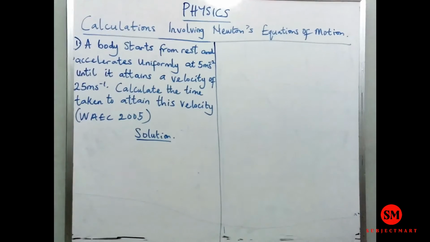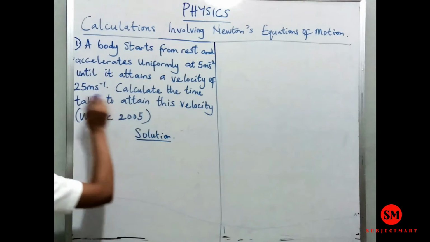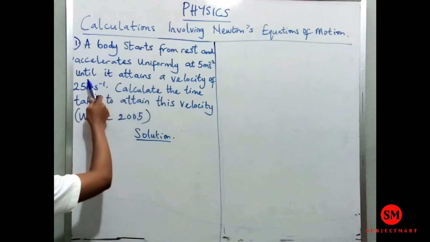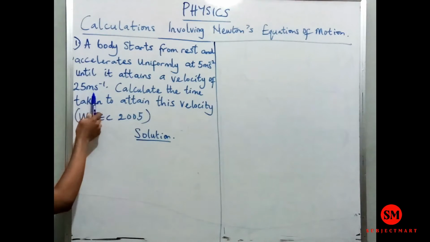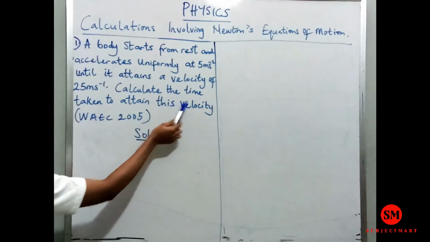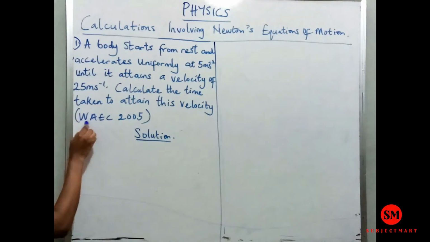Now we will be solving calculations involving Newton's equations of motion. Here we have this first example. A body starts from rest and accelerates uniformly at 5 meters per second squared until it attains a velocity of 25 meters per second. Calculate the time taken to attain this velocity. This is a why question.